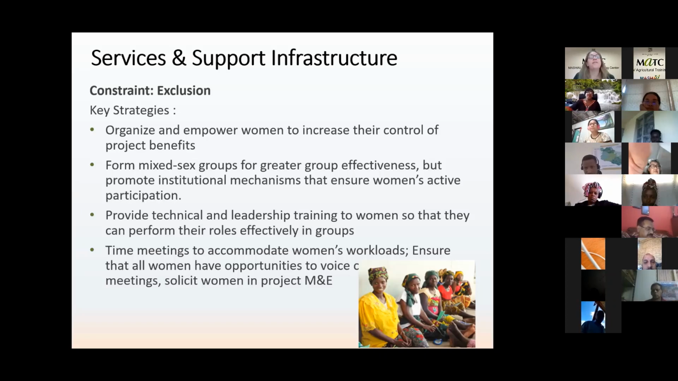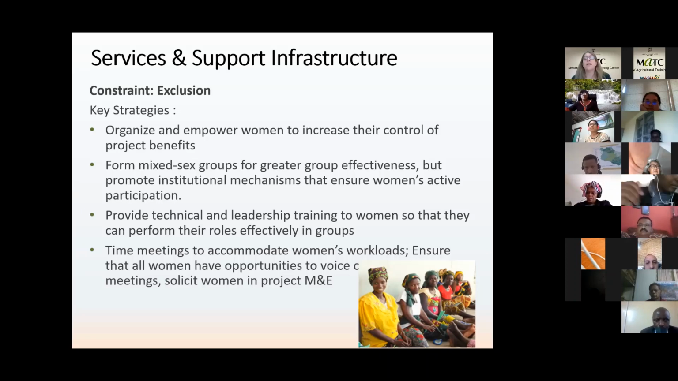It's advised to form mixed sex groups for greater group effectiveness, because if you get the men of the community on board, you will have a lot more support for your project. So if you do that, you have to also promote mechanisms that ensure women's active participation.